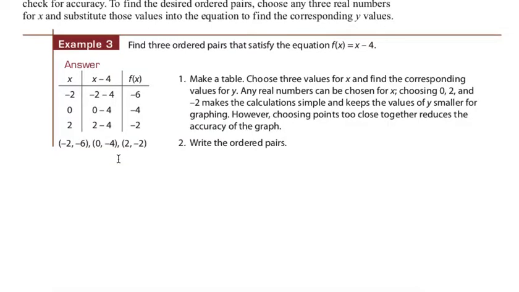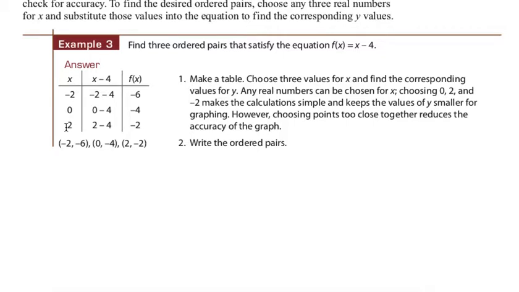Let's satisfy the equation f of x is equal to x minus 4. So whenever they tell you to find 3 ordered pairs, guess what? There is no wrong answer here. Well, I mean, if you do some math wrong, but you can pick any points that lie on this line, and that's a lot of different points. In this example, they use -2, 0, and 2.